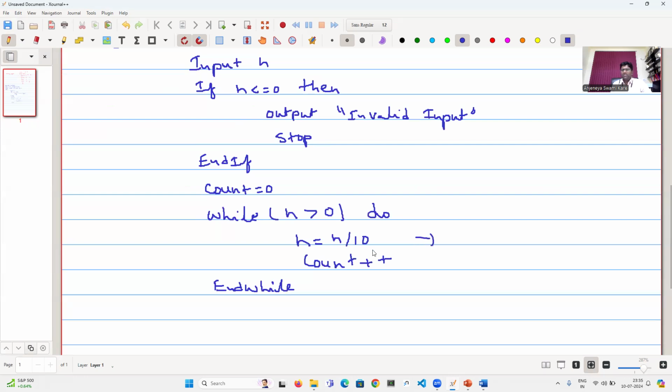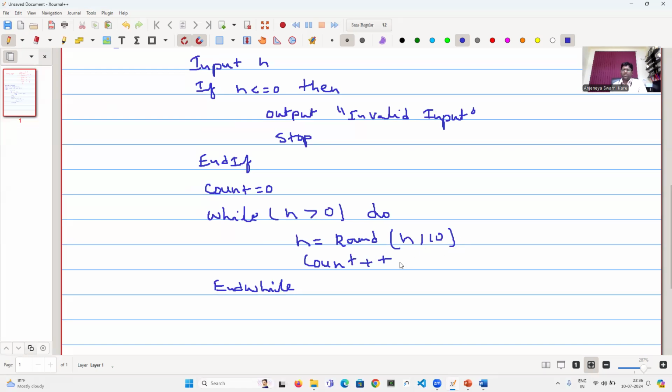Here we are doing integer division. We are talking about n by 10, so it is integer division. Let me erase this and rewrite it again. We need to take the round off of n by 10. This will give you the quotient of n by 10.